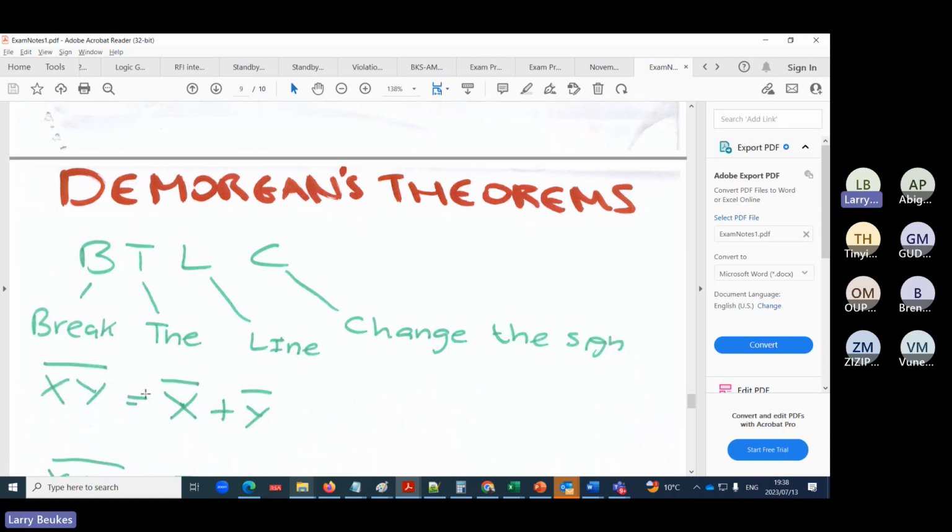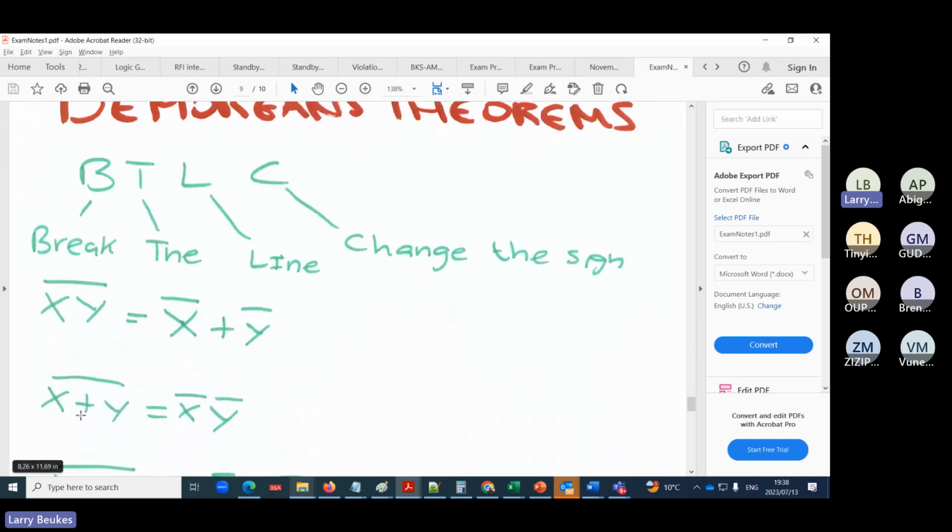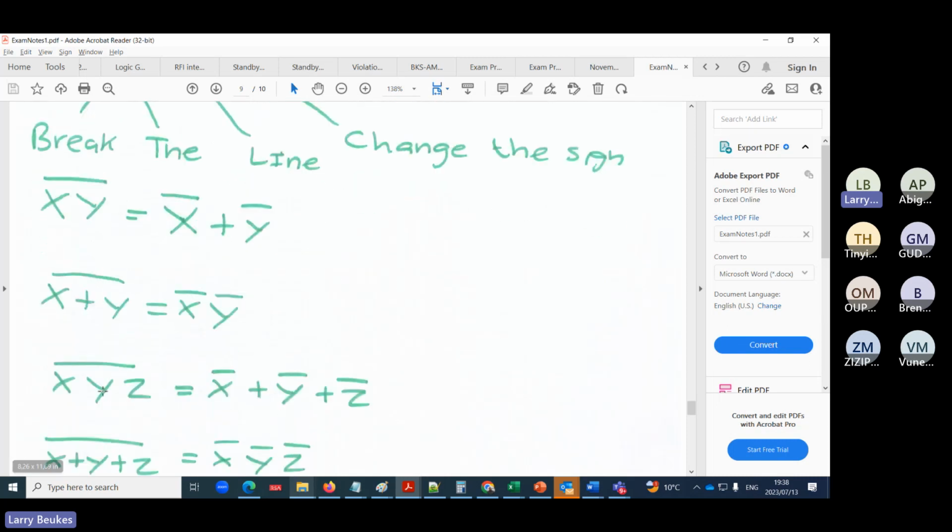So you break this into 2, then you change the sign in the middle. If it was a plus here, it's going to be a multiply. If it was a multiply, so a dot here or nothing here, which simply means multiplication, now it changes into a plus. We broke this line into 2, then we changed this. Even here, break the line into 2, change this. So if it's like this, you break the line, change this and change this in between. So it was not X plus not Y plus not Z. Here's the example.